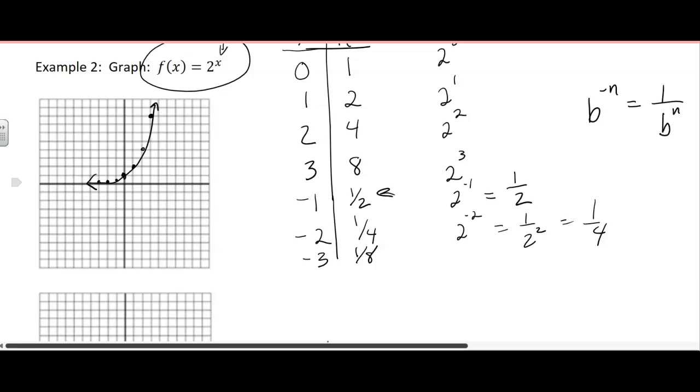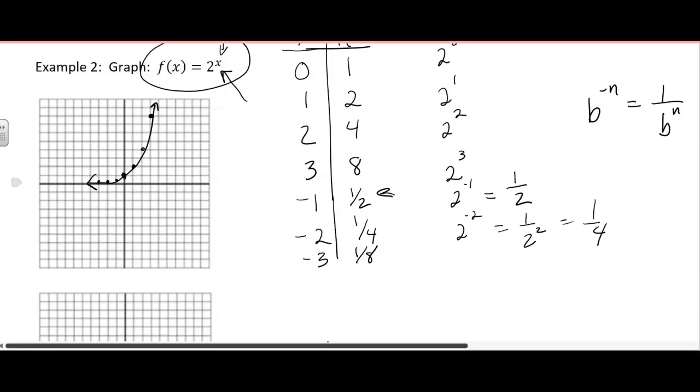Now, would I ever get an output of 0? No, because you can put in numbers all day for that exponent, but you're not going to get 0. And am I ever going to get a negative output? No, because 2 to some exponent's not going to be negative. So this is what the graph looks like right here.